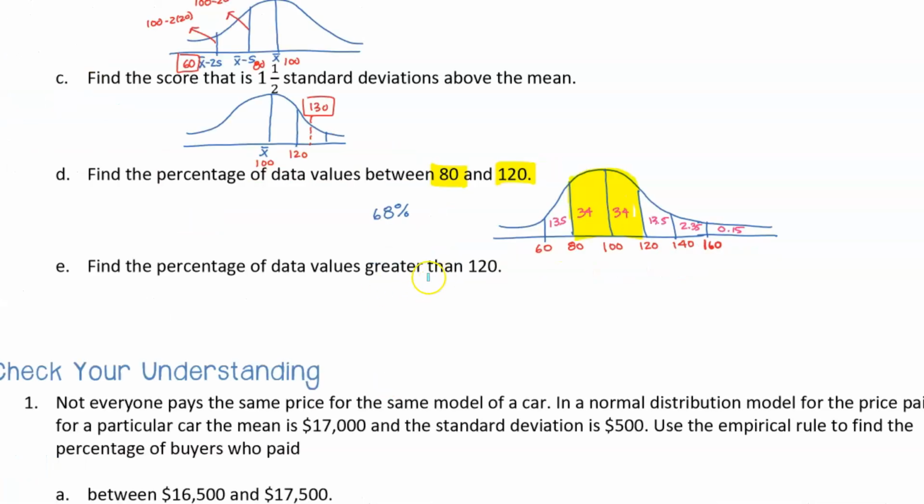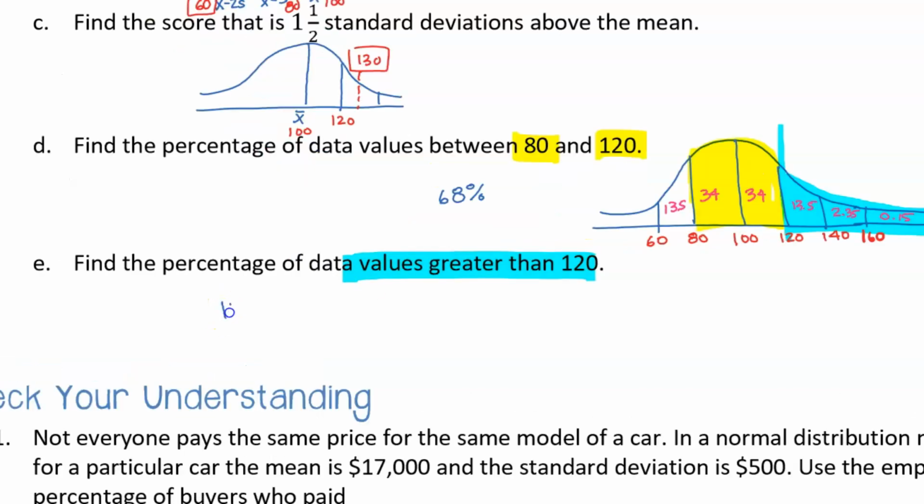Question E says we want to find the percentage of data values greater than 120. So I'm going to start here. It'll be everything in the tails. So this will be 13.5 plus 2.35 plus 0.15. This is going to be 16% of the data values are greater than 120.